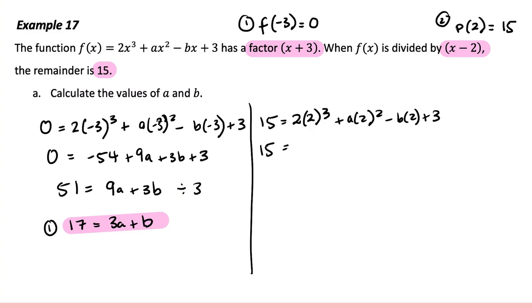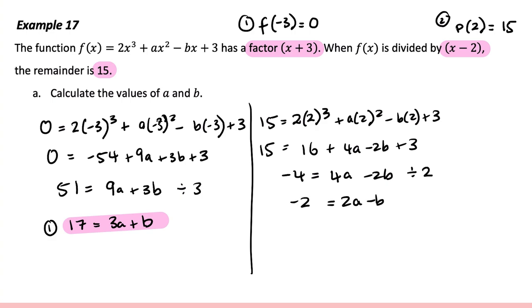Okay, expand that all out. So that'll be 16 plus 4a minus 2b plus 3. All the numbers on one side, all the letters on the other. So that'll be -4 is equal to 4a minus 2b. And I can see I can divide everything by 2. Okay, so there's my second equation there.